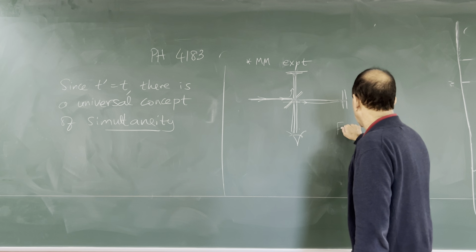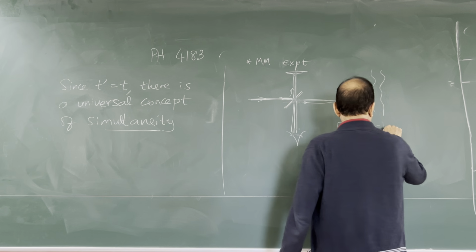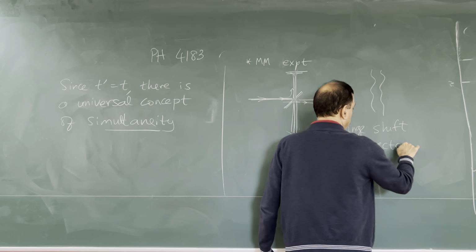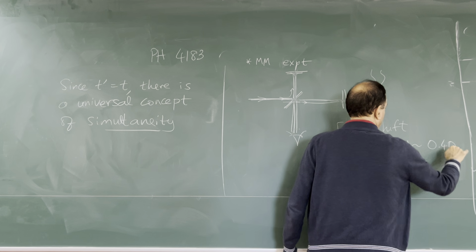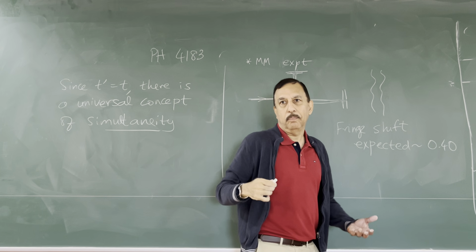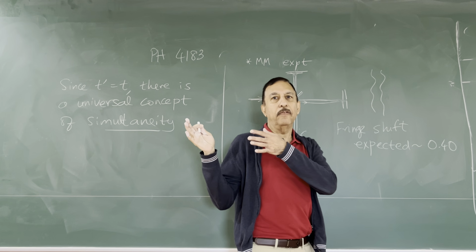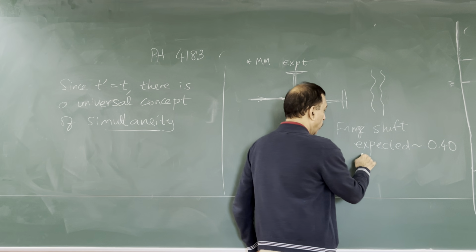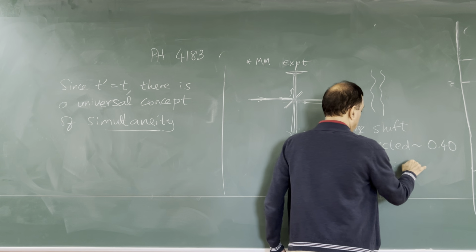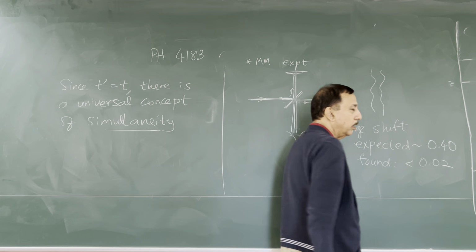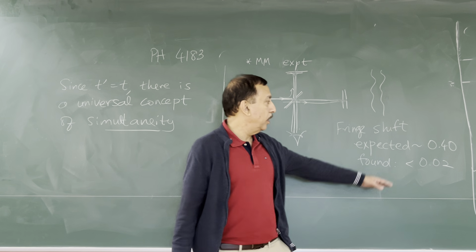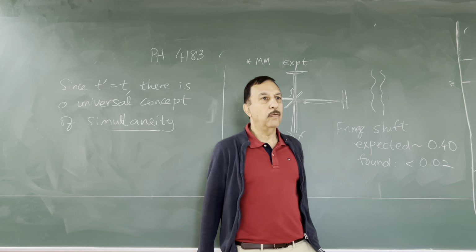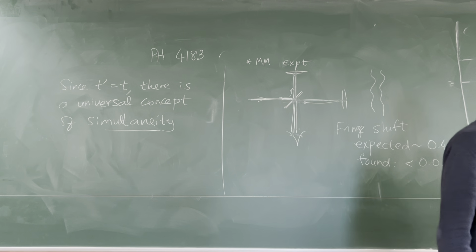So fringe shift expected, I suppose they meant 0.4 of a fringe. That's pretty big, right? It means that the bright fringe has gone more or less over where the dark fringe was before, and they found less than 0.02. There are always errors, but this is pretty dramatic, especially for those times. And so the conclusion was the speed of light just doesn't change.